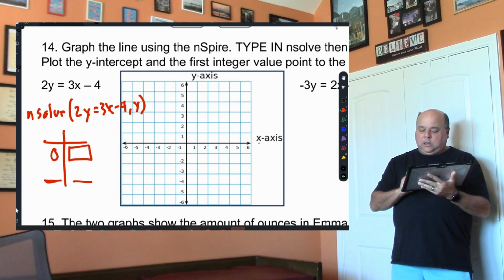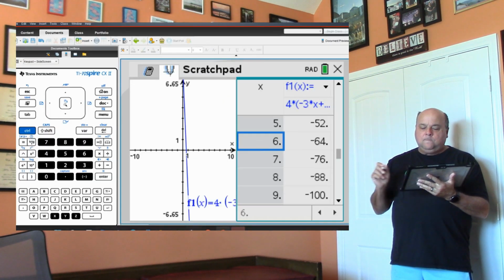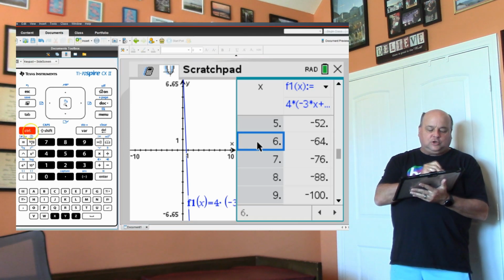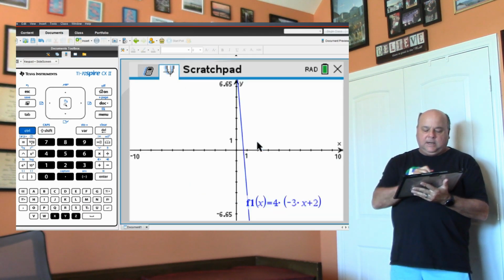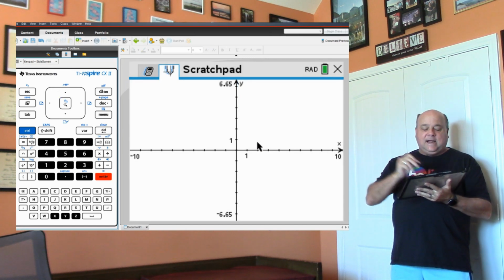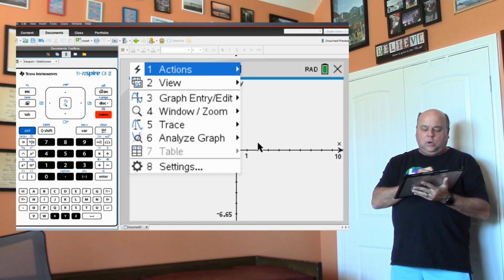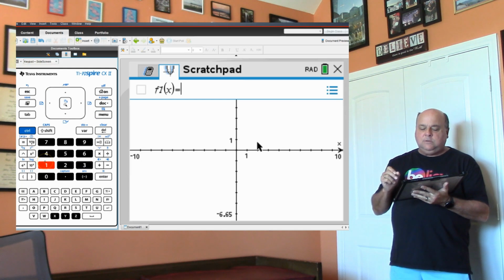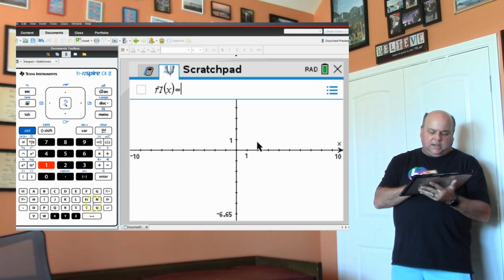So I'm going to go to my calculator. Okay, I need to hit Control-T to get rid of that table. I'm going to hit delete, delete, delete, hit enter, and then you can hit tab. Let's do menu 3-1, menu graph the function, and then we're going to type in the word solve.